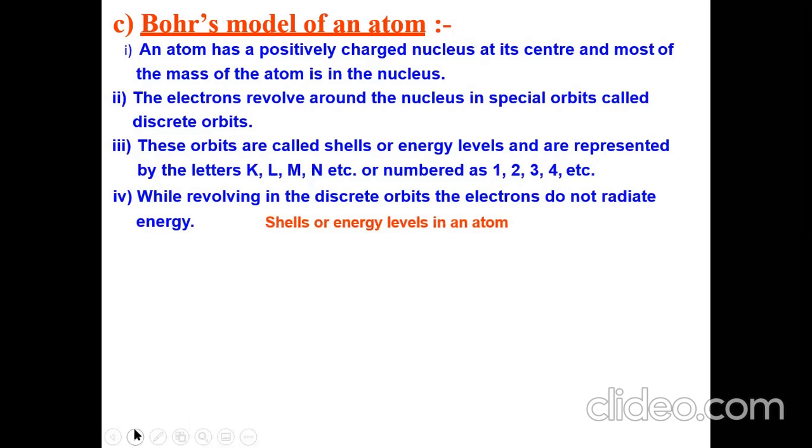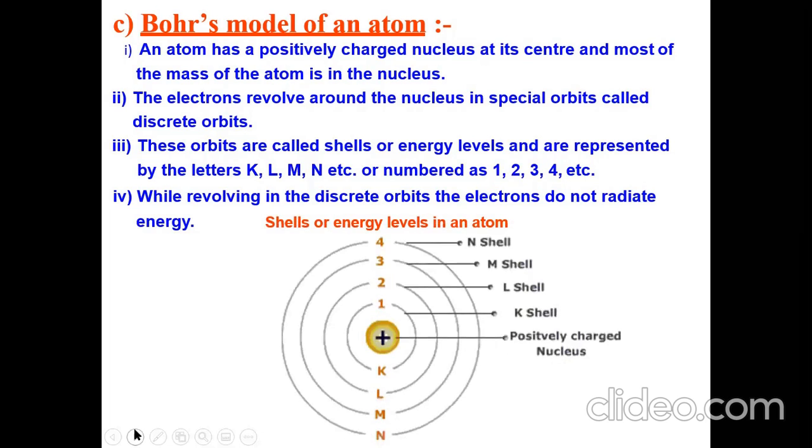This is the structure of Bohr's model. See, these all are the orbits, and we can represent these orbits via letters like K, L, M, N or by numbers, that is 1, 2, 3, 4. And this is the positively charged part of the atom, that is nucleus.